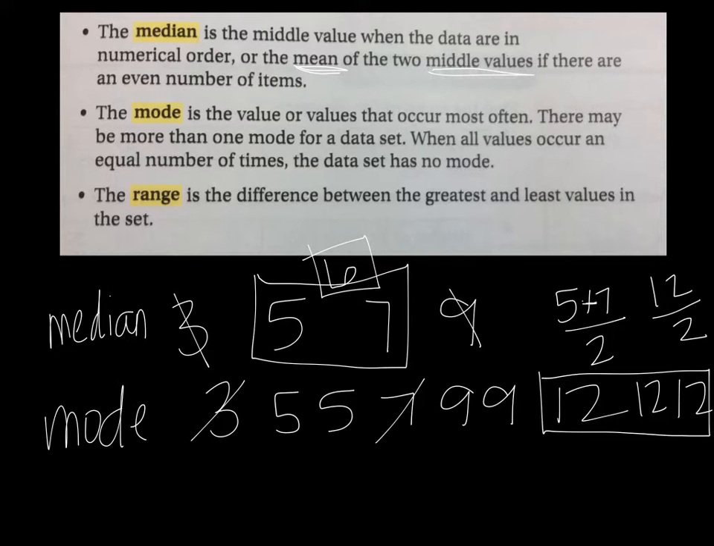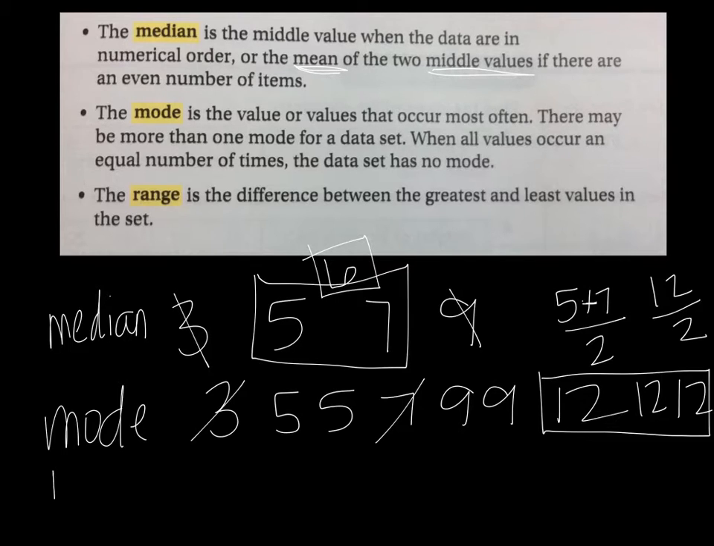So it's just which number occurs most often in the data set. It could be 3 of the same number. It could be 2 of the same number. If there's only 1 of a number, then it would be no mode. So there could be no mode, but there could not be no median.